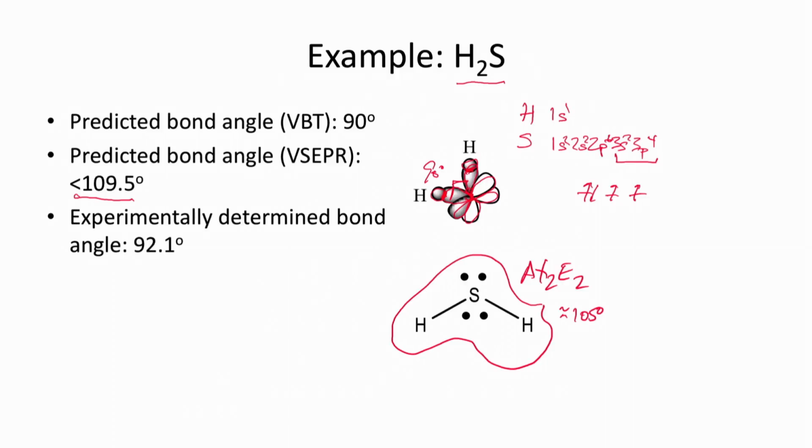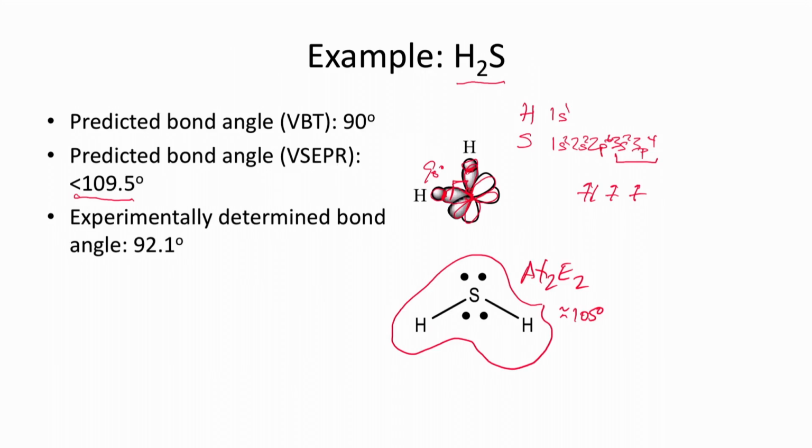So I get very different results. Valence bond theory predicts that the angle should be 90 degrees. VSEPR theory predicts that the angle should be closer to 105 degrees. And so who's right? Well, I don't know. We have to look at the experiment and see what that says. If you actually do an experiment to measure the bond angle, it's pretty close to 92.1 degrees. And so in this case, valence bond theory is a little bit closer than VSEPR theory.